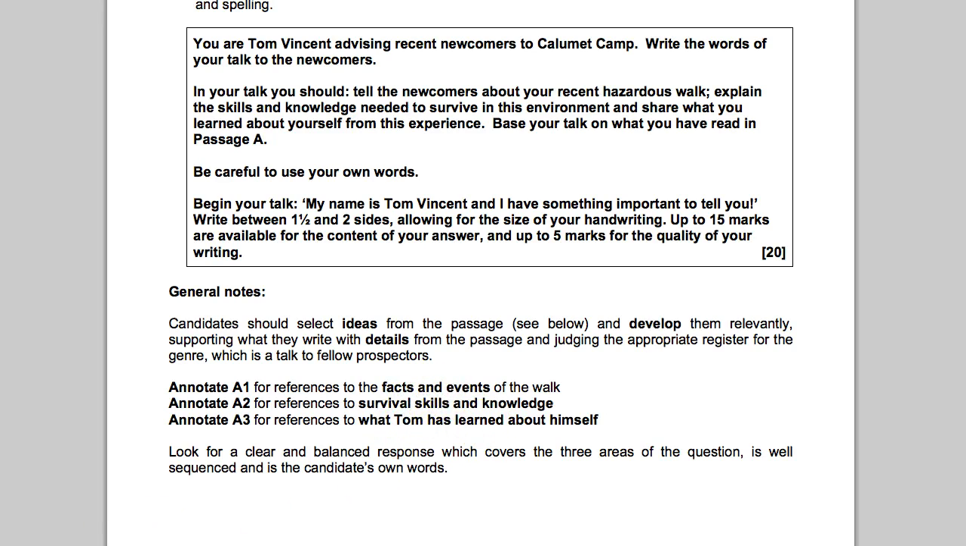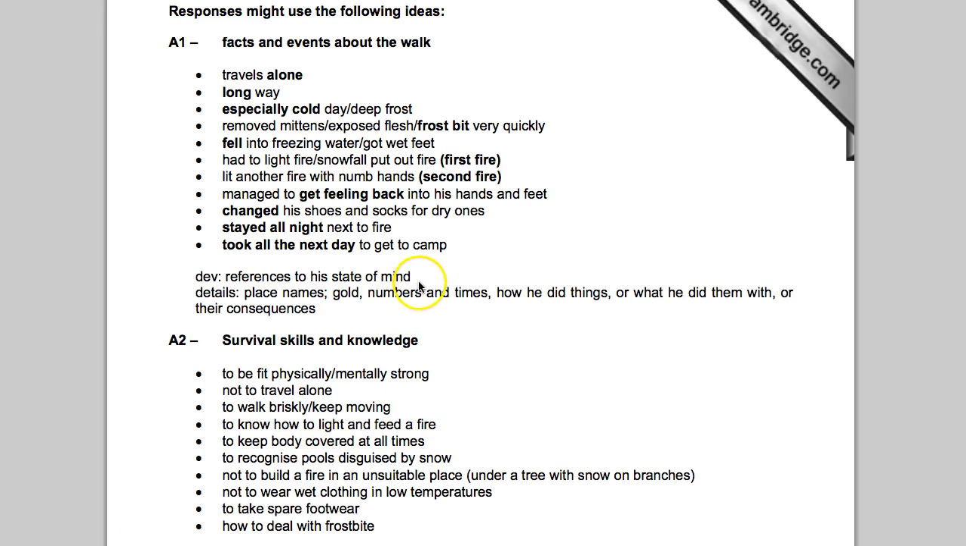When you look at the mark scheme to mark your own work, don't just look at the number of bullet points, because you don't need all of those. Crucially, look at what development means.